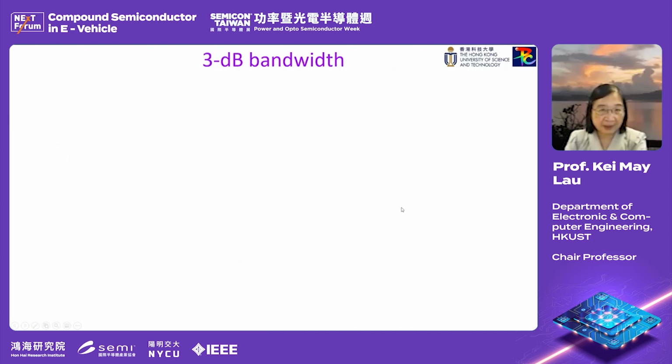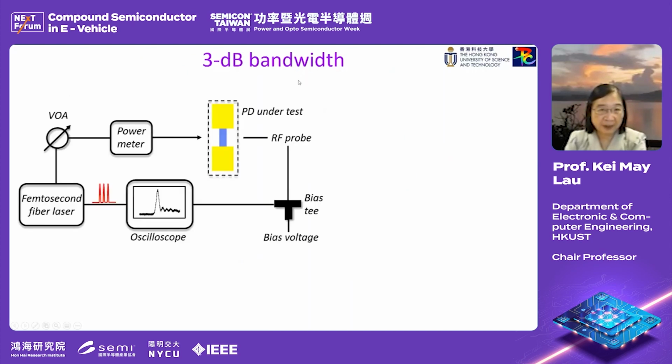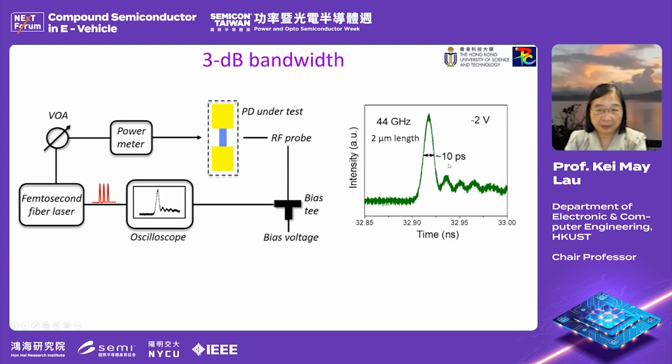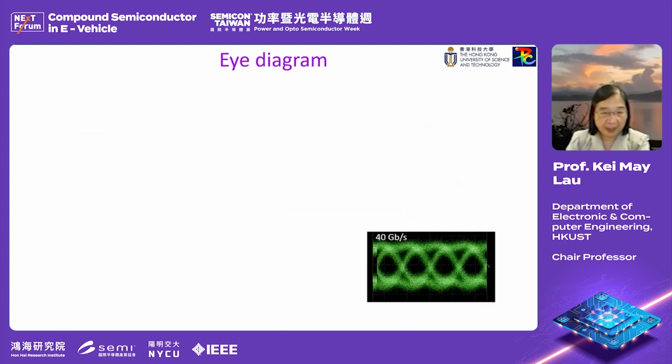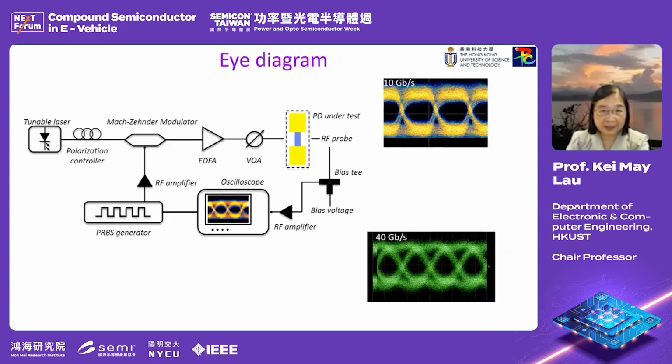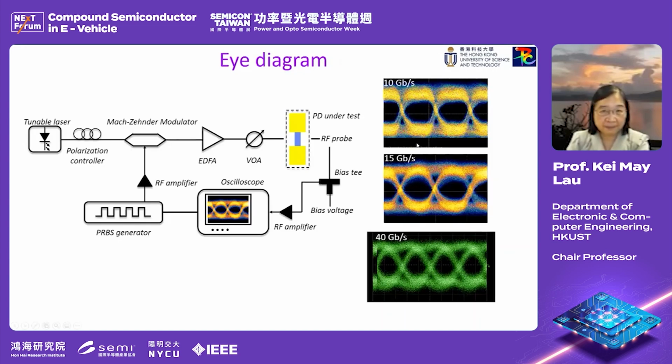This is also very high speed. We tested the 3 dB bandwidth, and we find the pulse is only 10 picosecond. If you do the Fourier transform, you will get up to 44 gigahertz. These are the 2 micron length photodetectors. We also did eye diagram testing, and we find a very clear open eye at 40 gigabit.